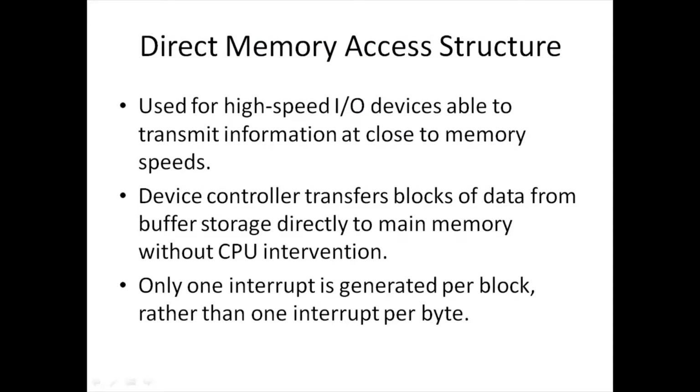Now we discuss the direct memory access structure. In direct memory access, we use high-speed input-output devices which are able to transmit information at close to memory speed. The device controller transfers blocks of data from buffer storage directly into main memory without the intervention of the CPU. Only one interrupt is generated per block, rather than one interrupt per byte.